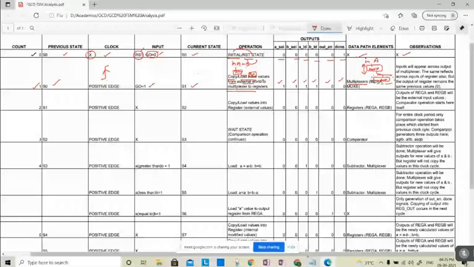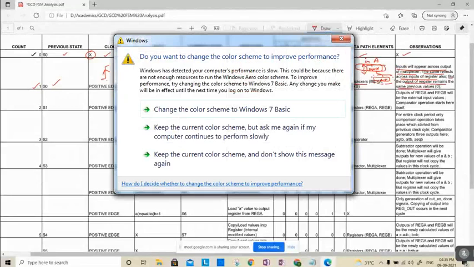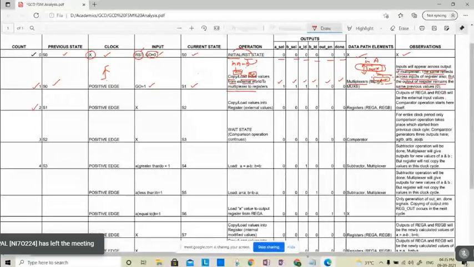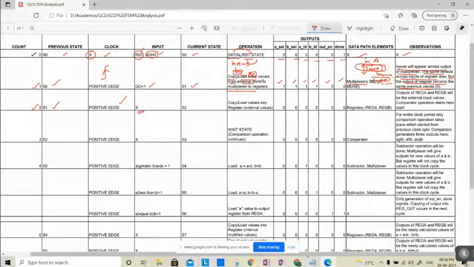Only the multiplexer. The input will appear across the outputs of the multiplexer, and the same reflects across the inputs of the register, but the output of the register remains the same previous value. So the register output does not change. It will be waiting for the next positive edge. Here we have given the positive edge in S1 state, and irrespective of the input value, it moves on to S2 state.